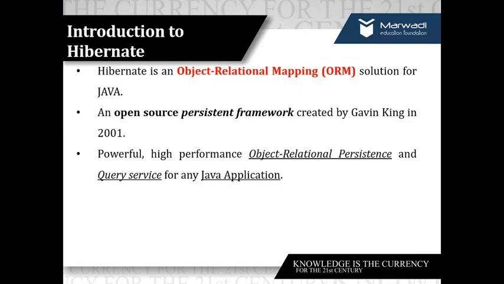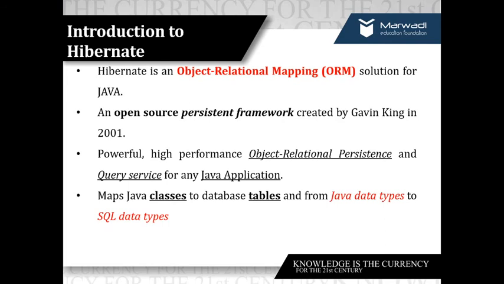So basically, it is very powerful. It is high performance. By high performance, I can guarantee you that it has been used in many big companies. It is the backbone of many big companies. Object relational persistence and query service are the two main motives behind using it for any Java application. That Java application can be a desktop based application, a web based application, or an enterprise level application.